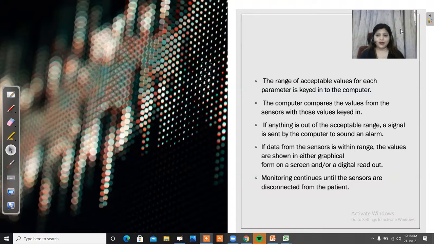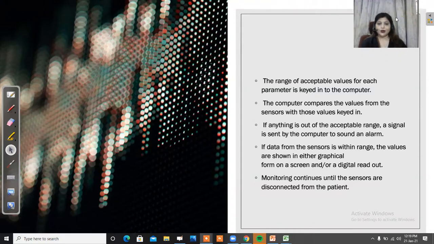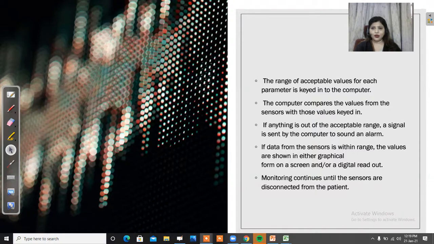Beep is fine, if it's not affecting other patients. If the data from the sensors is within the range, the values are shown either in graphical form on the screen, as you can see in terms of ECG, or as a digital readout. Monitoring continues until the sensors are disconnected from the patient. Okay, so I hope the concept is clear to you now. So moving ahead to the next slide.